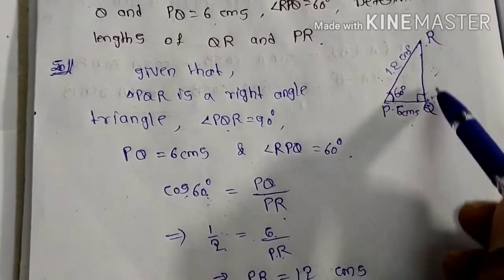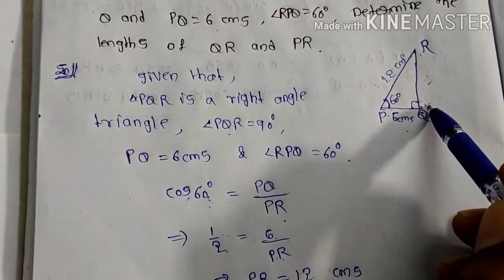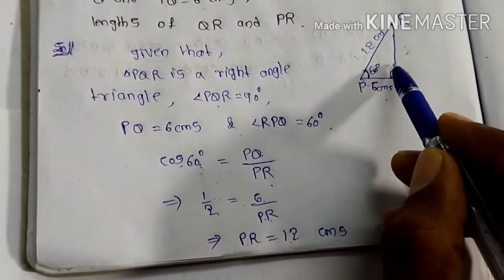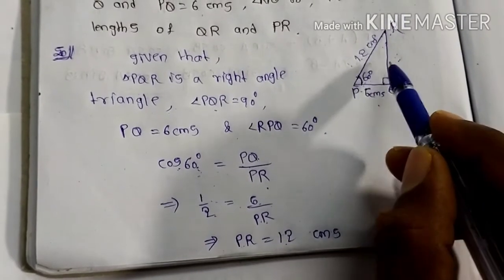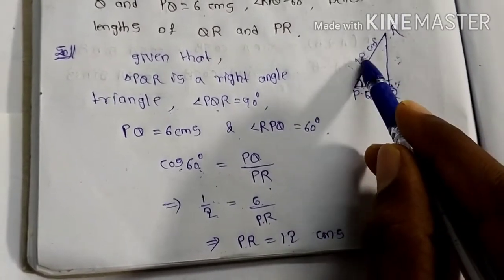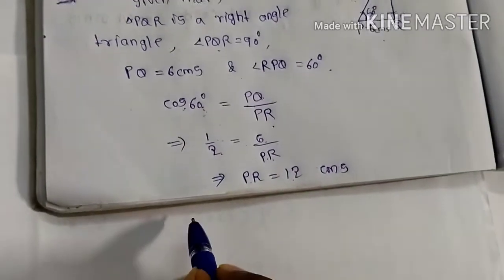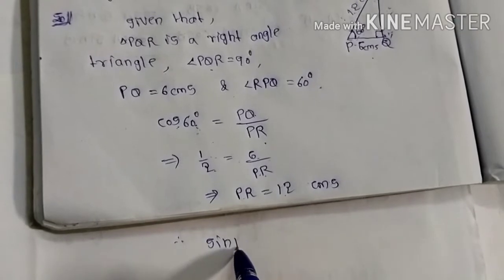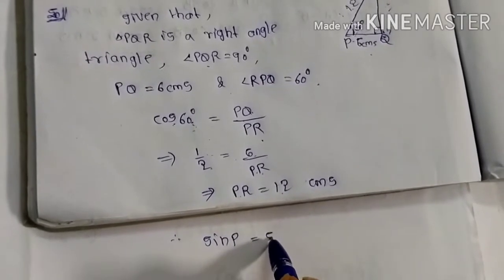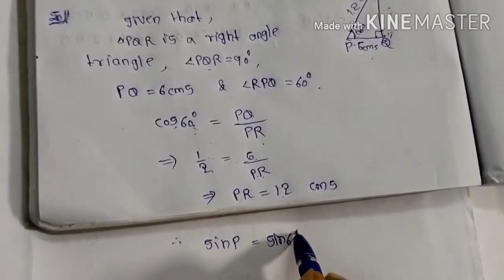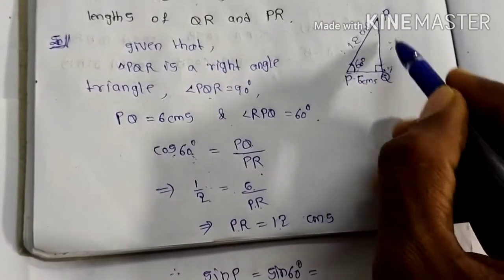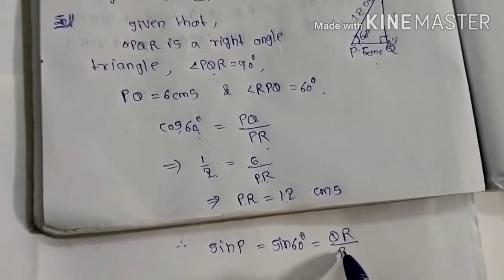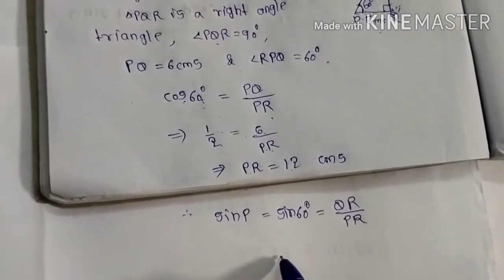Can you find QR easily now? Yes or no? We can find QR. How can you use it? Now we can use the sin 60 value. Sin theta is equal to opposite side by hypotenuse. Yes or no? Therefore, sin P, that means here sin 60. Sin 60 means you can write QR by PR.